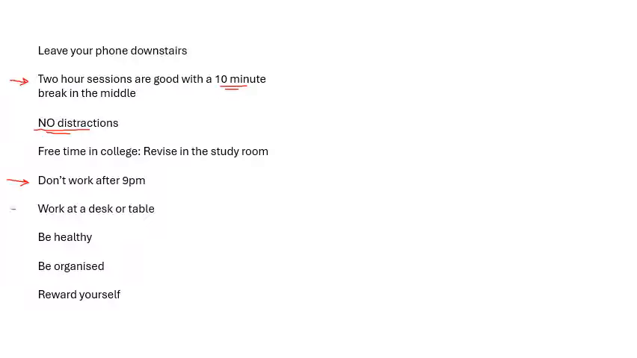Make sure that you work at a desk or at a table. When I was 15, 16, I didn't have my own desk. I used to work at the kitchen table. Okay, people left me alone and I used to get my stuff done at the kitchen table and I got loads of work done.